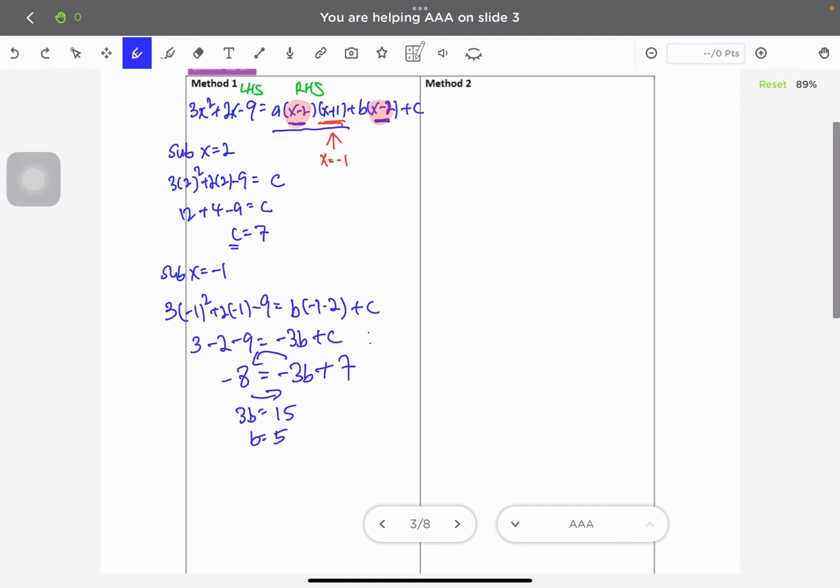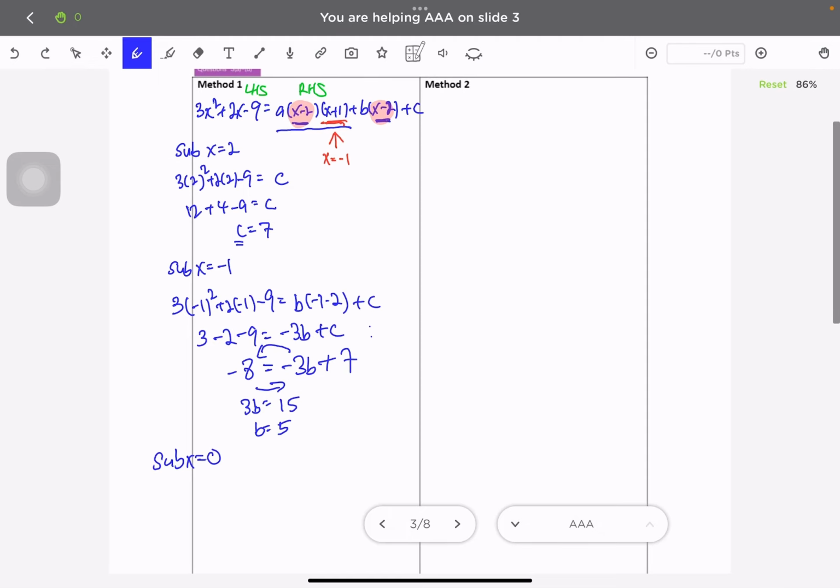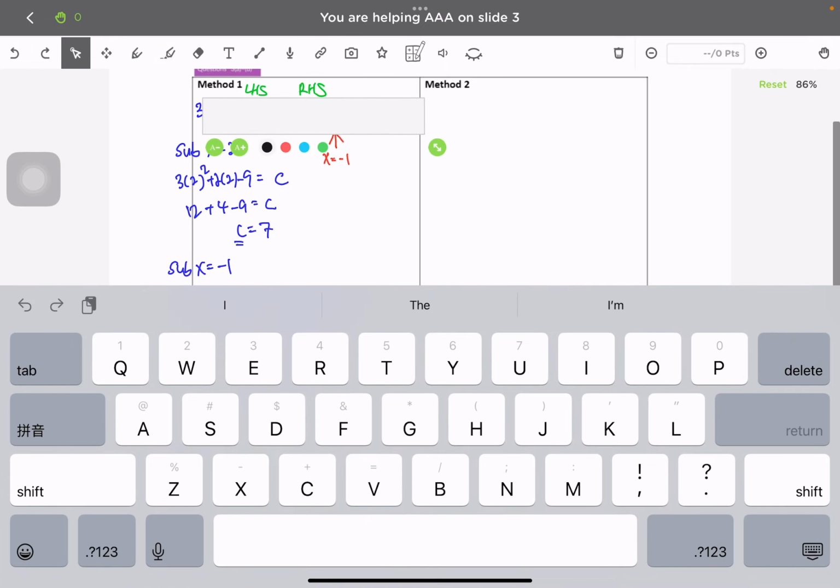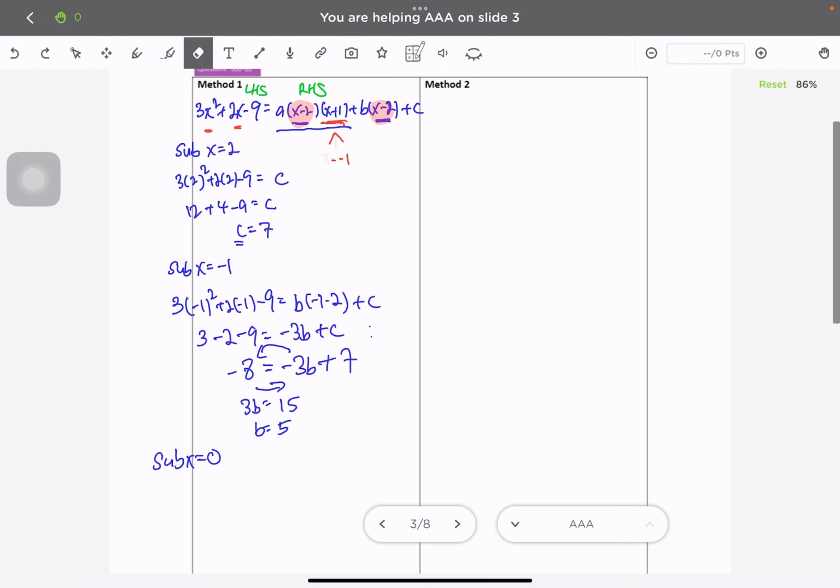So the last one will be finding out a. I can substitute any number. To make things easy, since the left hand side still has the x squared and x, it will be easier to sub x equals to 0 to eliminate them. So if I sub x equals to 0, imagine substituting x equals to 0 here and 0 here. So this will just be 0 now. Let me erase the things that are not required. So this will be just 0, 0, 0. I am only left with the left hand side equal to minus 9.